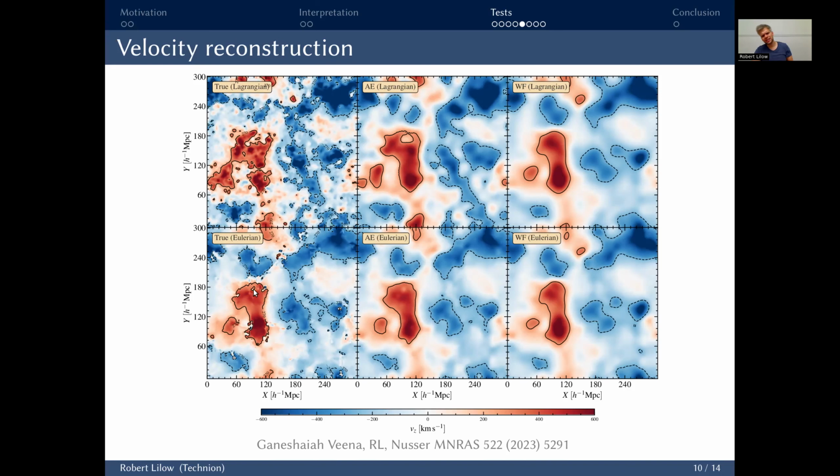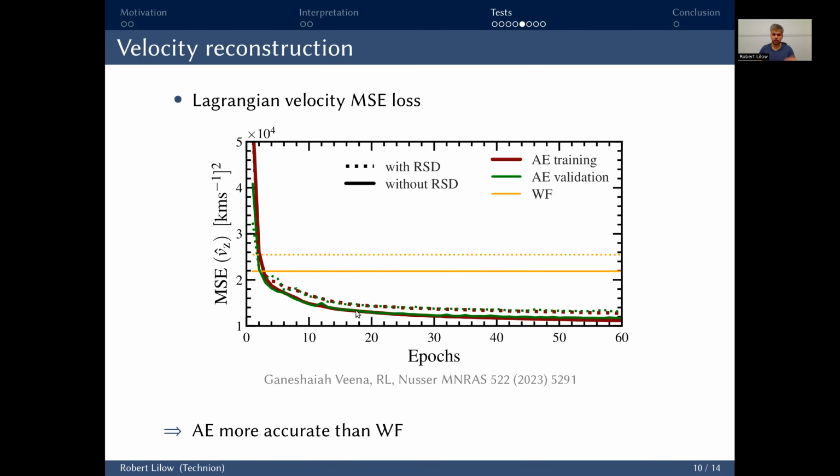And in the Eulerian case, well, there the true field itself is already much smoother, so the difference between the two estimators is not as pronounced. But still, if you look at the contours, you can see that the autoencoder is much more accurate. And this is confirmed by the mean squared error for the velocity fields, which essentially paint the same picture as for the densities, although the relative improvement can be even larger.